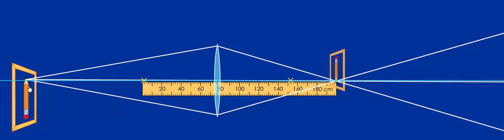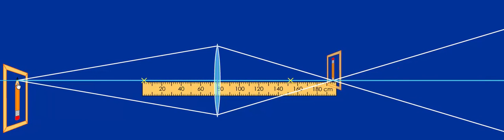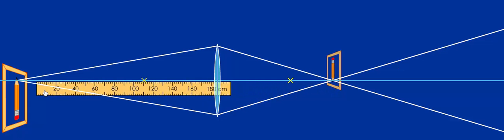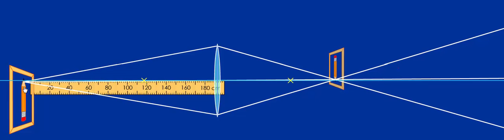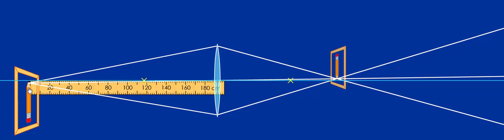Now, let me move the object and place the ruler. Now, this is the first position that we're going to take the reading. So, measure the object distance u here. This is the object distance u. Measure that and record it.